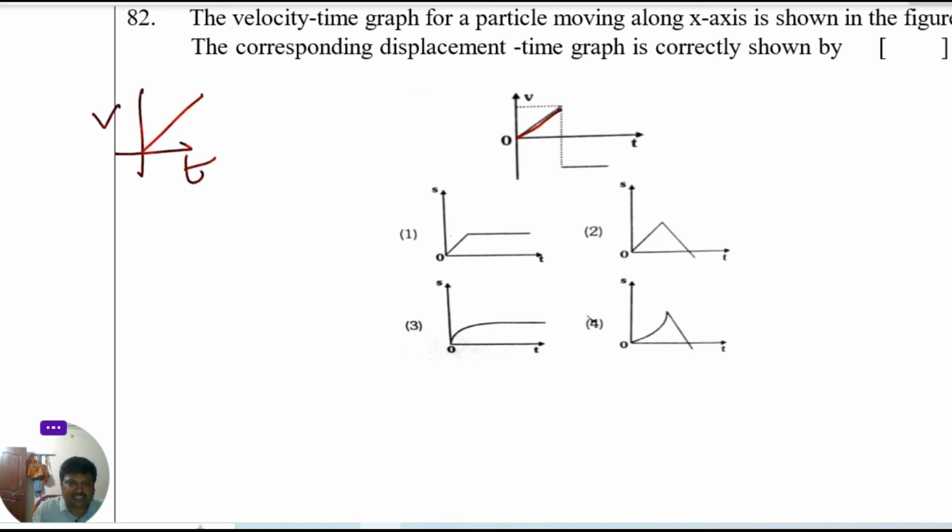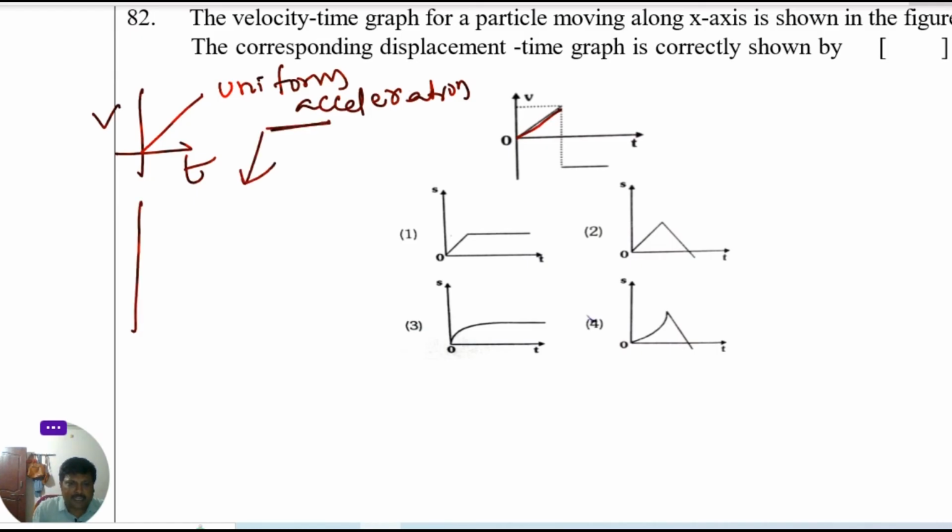In the velocity time graph, the graph is a straight line, so the body is moving with uniform acceleration. For the displacement time graph, the graph is curved because acceleration means non-uniform motion. For non-uniform motion, the displacement time graph is curved but bending towards the positive y-axis.